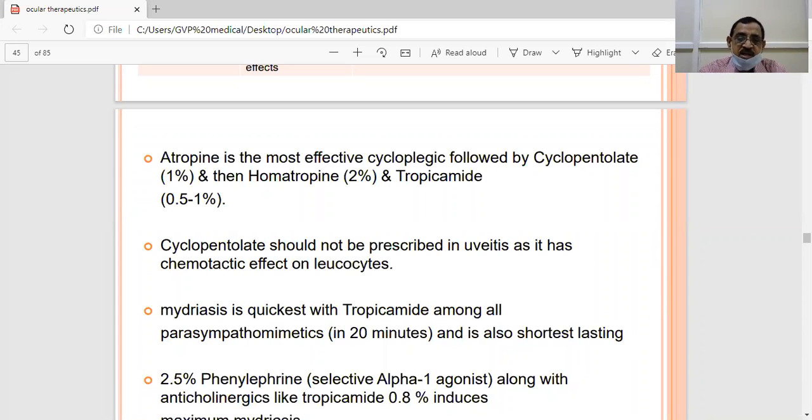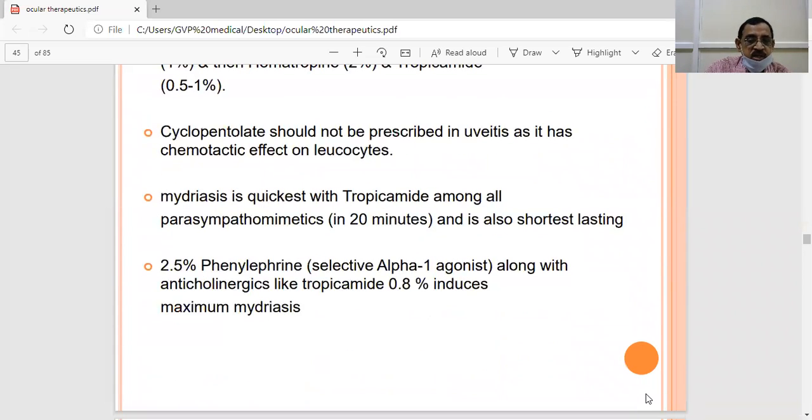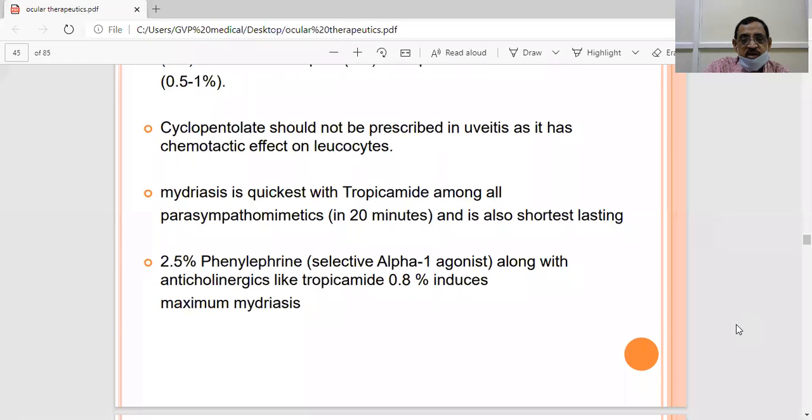2.5% phenylephrine, a selective alpha-1 agonist, along with anticholinergics like tropicamide 0.8%, induces maximum mydriasis. So we have these in combinations.